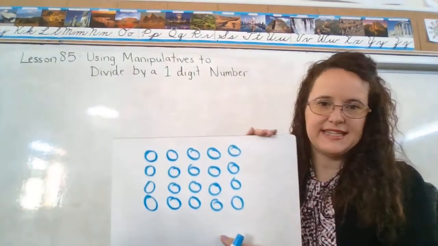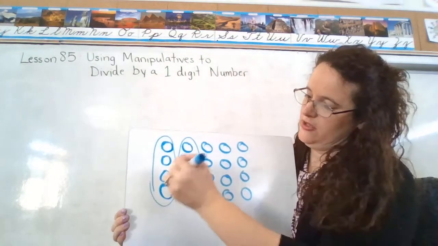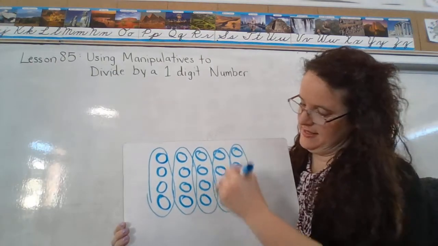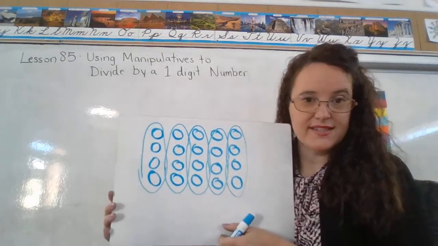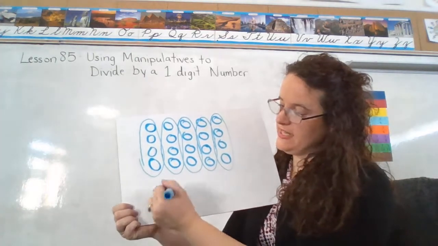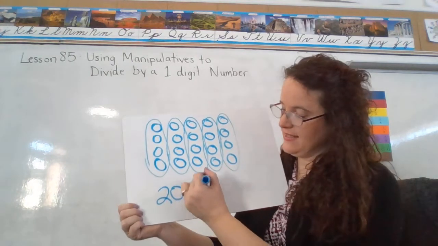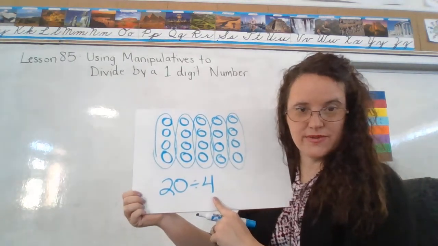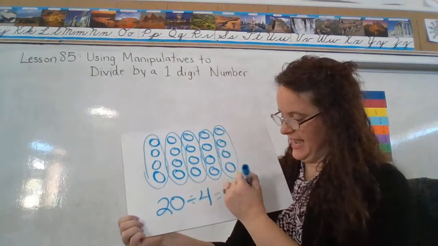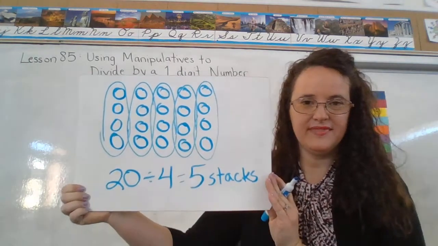Okay, here are my stacks of quarters. I have 1 stack, 2 stacks, 3 stacks, 4 stacks, 5 total stacks. Now we have to write this as a division problem. We started with 20 quarters. We divided it into stacks of 4 quarters each. We ended up with 5 stacks. And there's our answer.